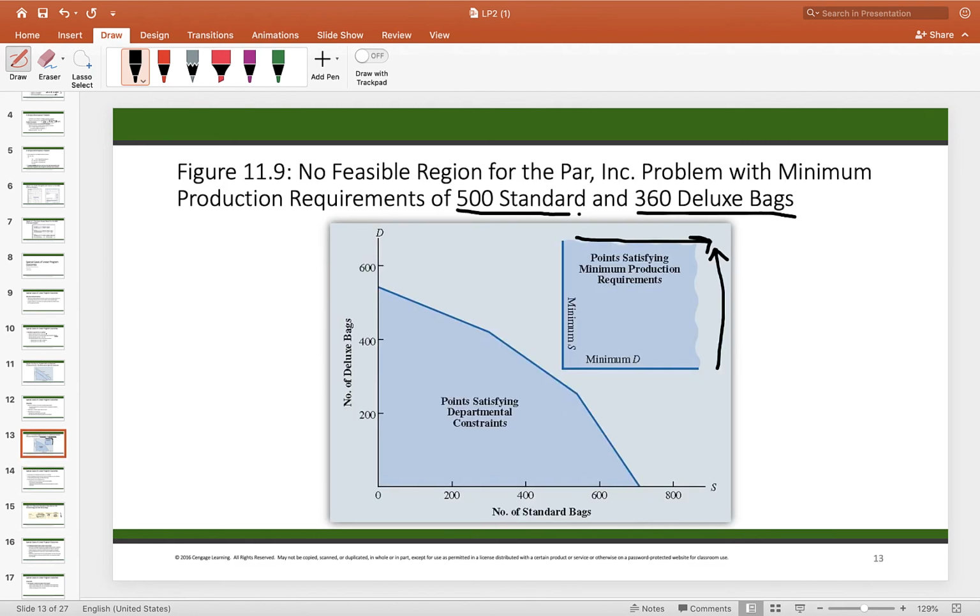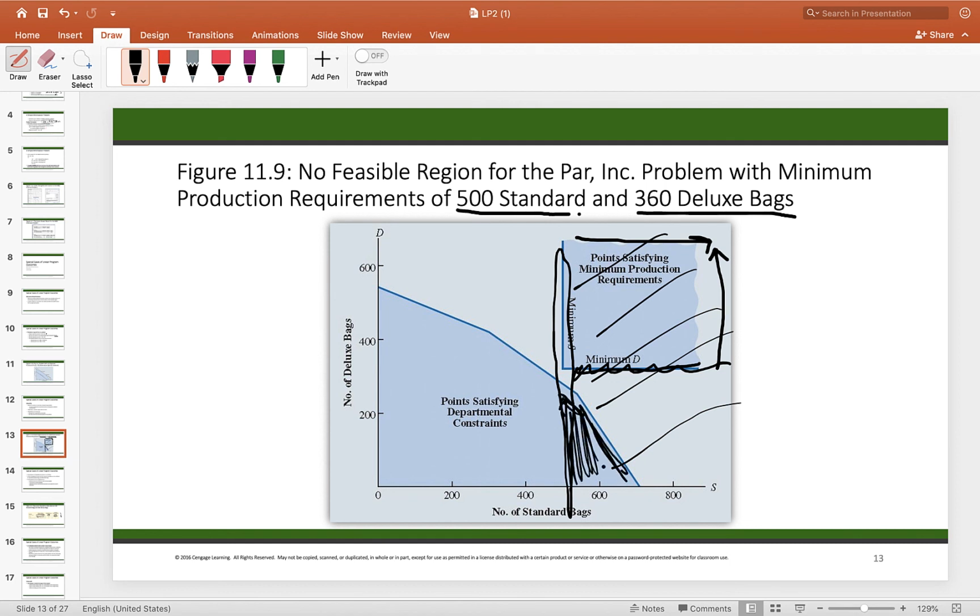So I'd like to go back for a second to here. If I take out the constraint on the minimum deluxe bags, this constraint along here, then everything's going to work, because for the standard bags, I want to have at least 500 of them, and that's this line here. I want to be in this region here. And now I do have an overlap in the regions, so I do have a feasible region.